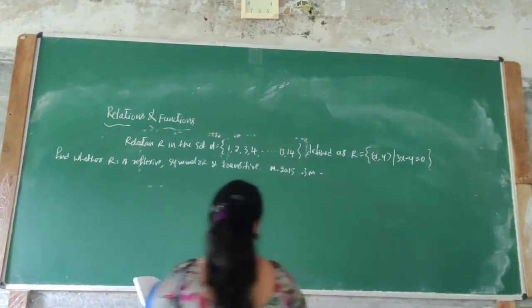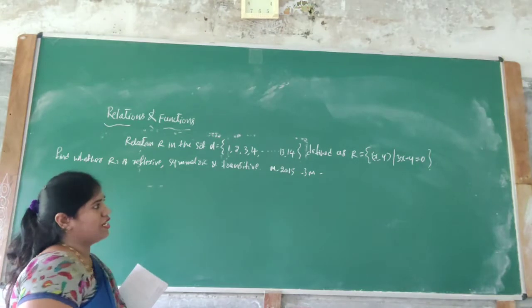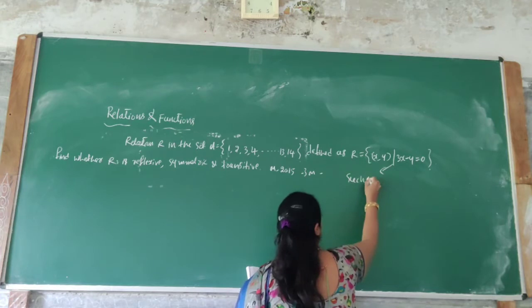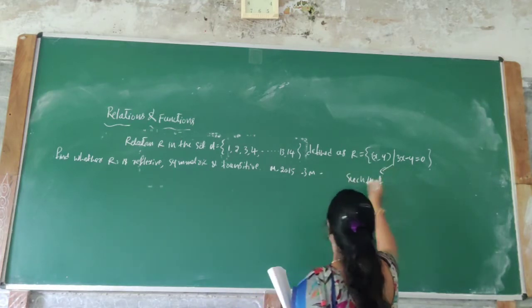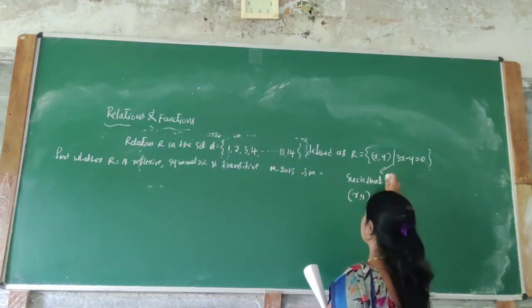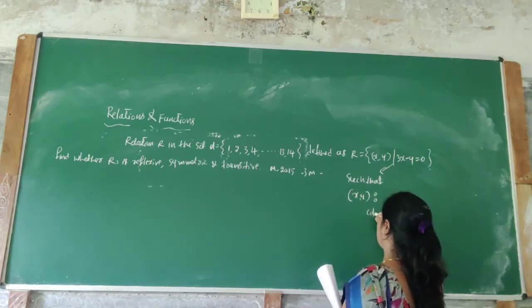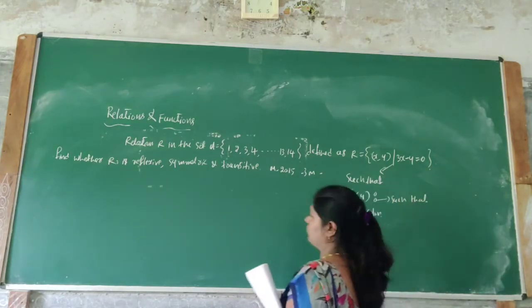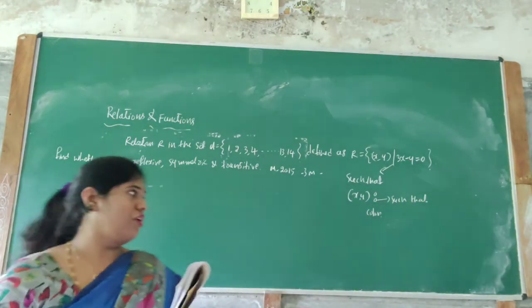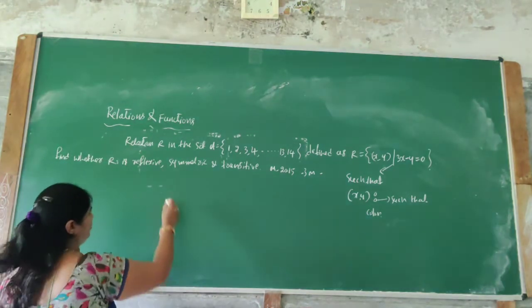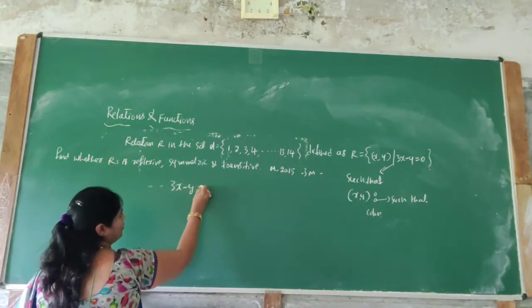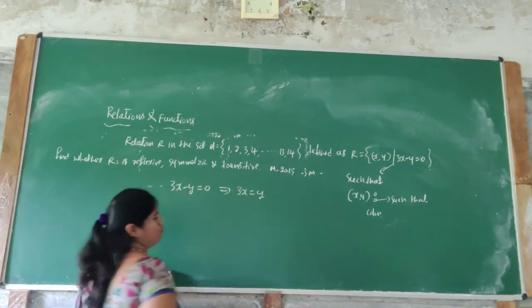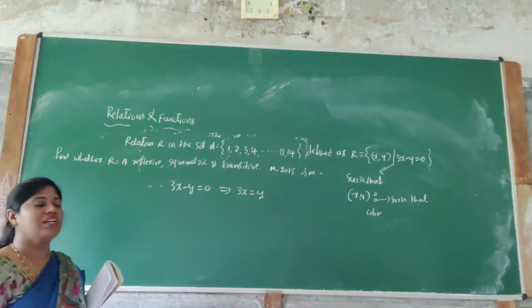Okay. So what is R? R is {(x, y) such that 3x minus y is equal to 0}. Instead of the vertical line you can use a colon, as I told you in first year; it is also read as "such that". We can use whichever term you want. So 3x minus y is equal to 0 implies 3x is equal to y. We have to write the equation like this.